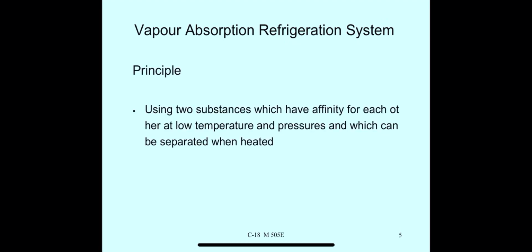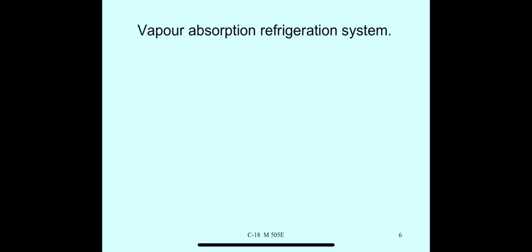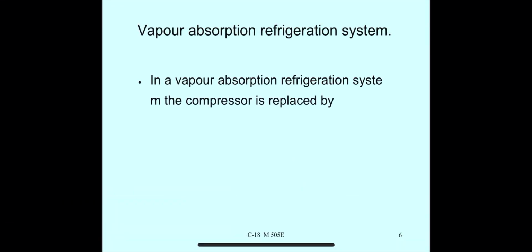The main principle of the vapor absorption refrigeration system is using two substances which have affinity for each other at low temperature and pressure, and which can be separated when heated. Here we are using heat energy instead of mechanical energy.